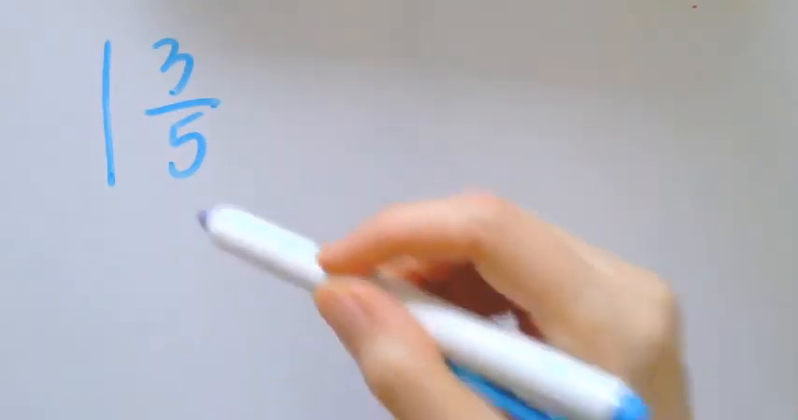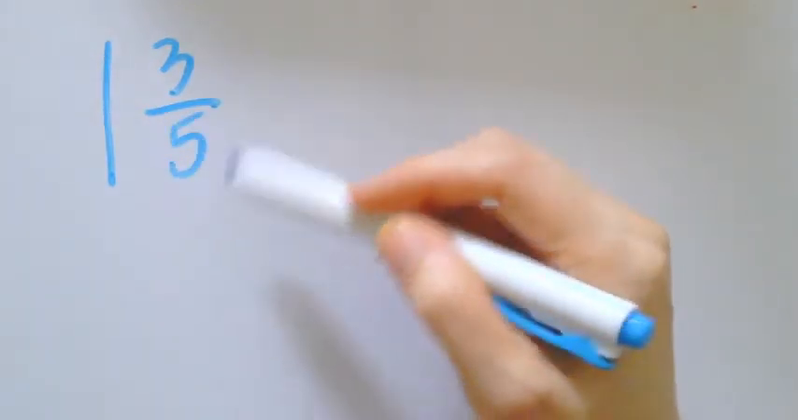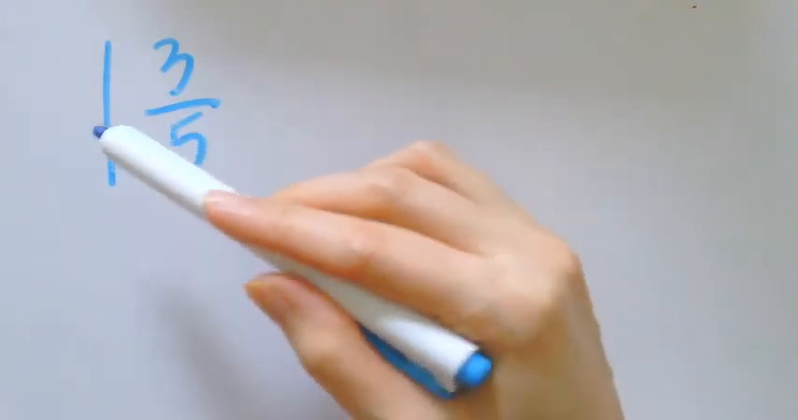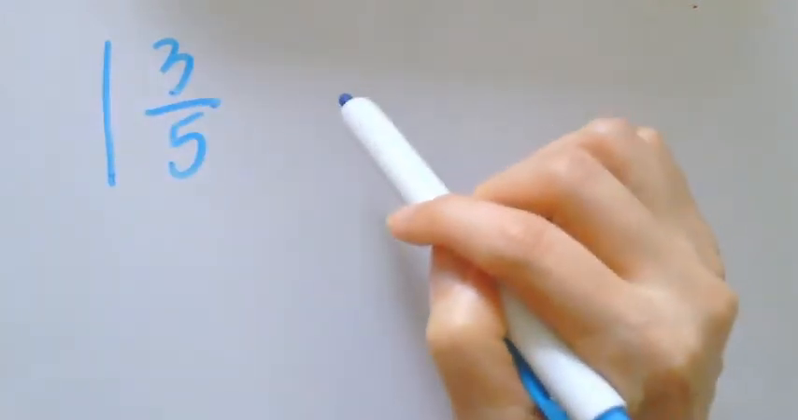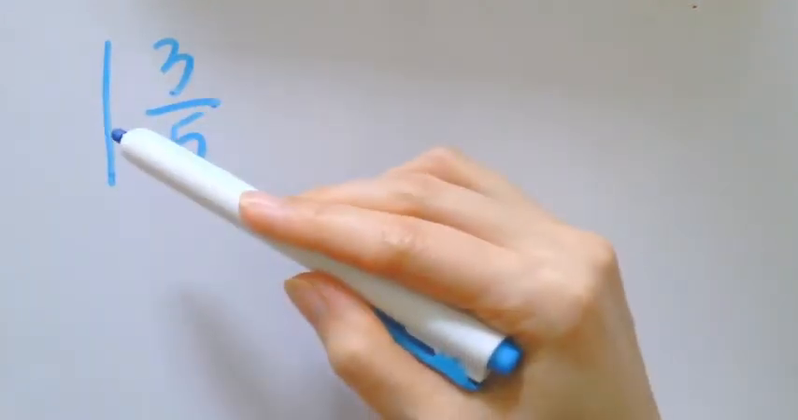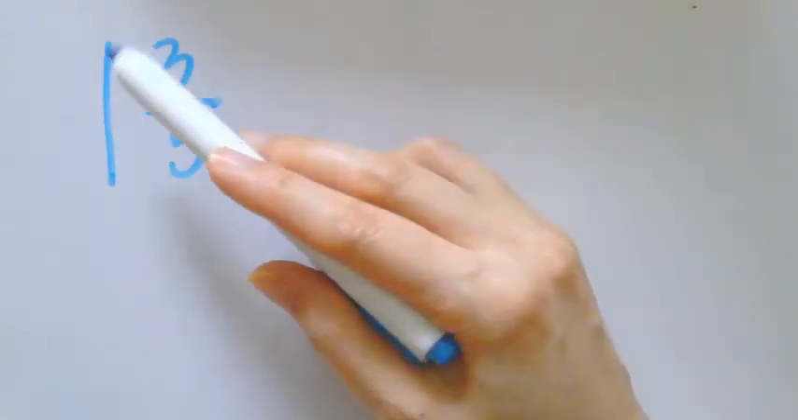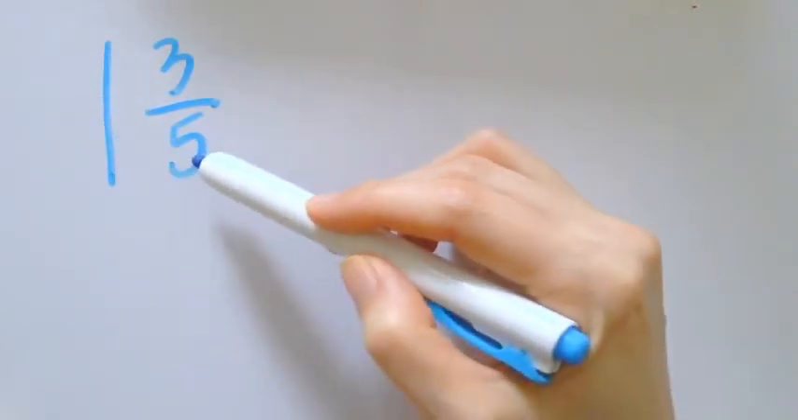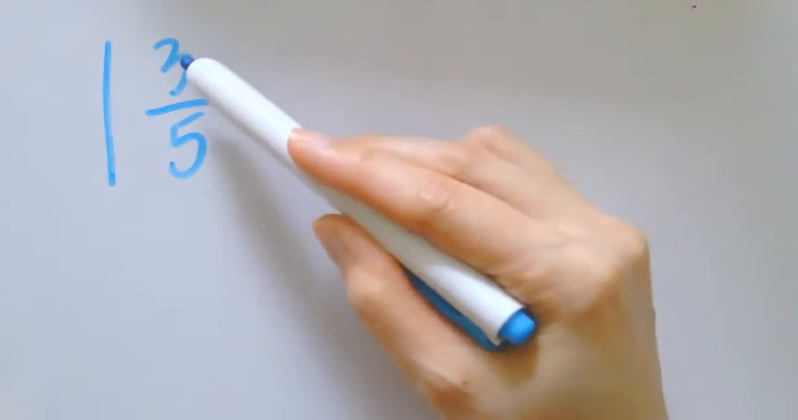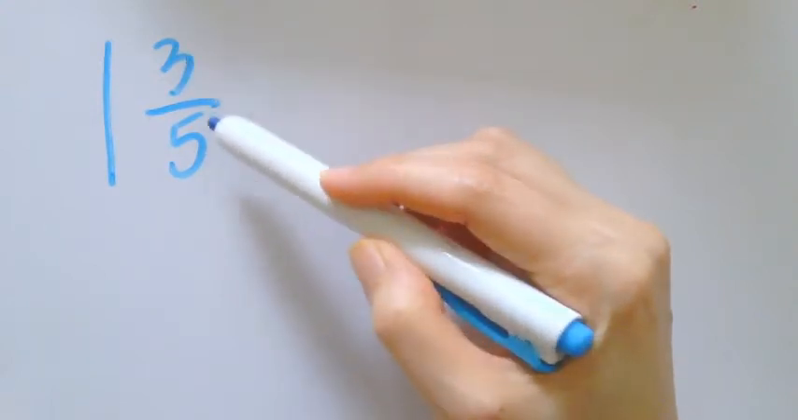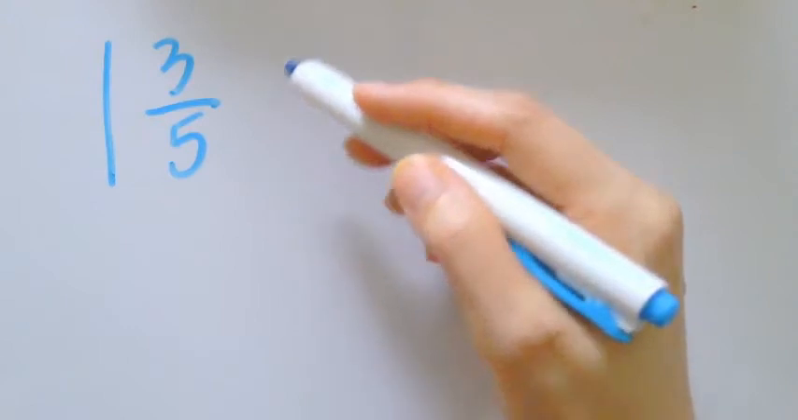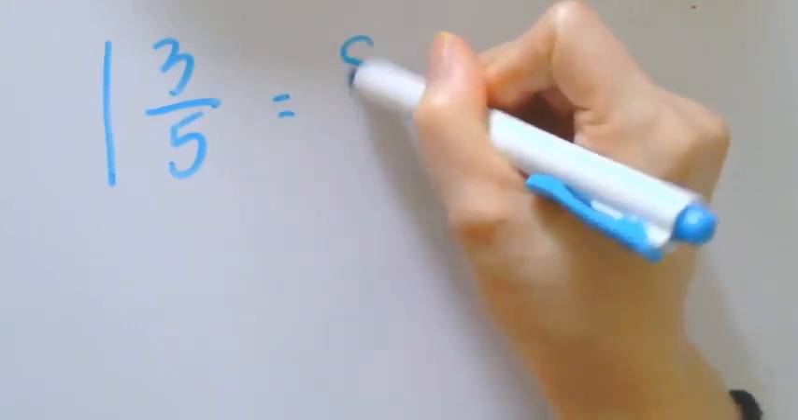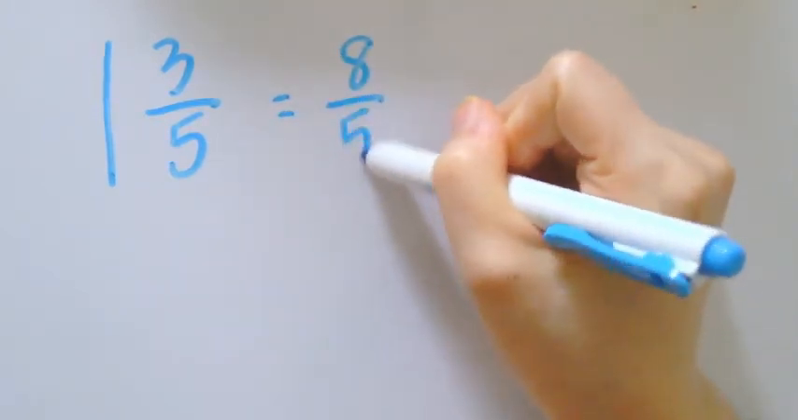It's been a minute since we've done this, but we have done this. As a reminder, we're going to walk through the process a few times. In order to change this mixed number to an improper fraction, we multiply our whole number and our denominator. 1 times 5 is 5. Then we simply add our numerator. 5 plus 3 is 8. Our denominator does not change.